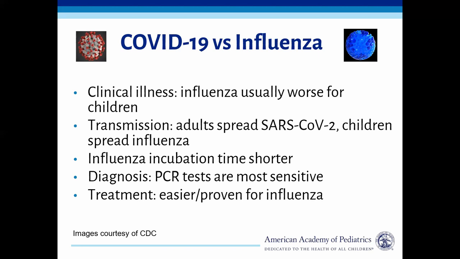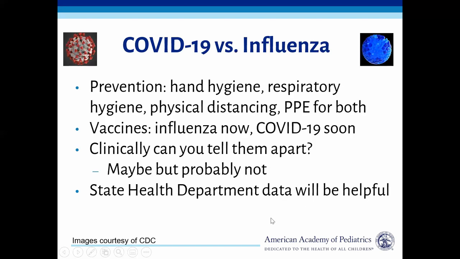For the diagnosis of both, PCR tests are clearly the most sensitive, much more sensitive than antigen detection tests. And as far as treatment goes, we have proven treatment for influenza. We have less clear treatment options for COVID-19. Next slide, please. What about prevention? Well, this is the good news.